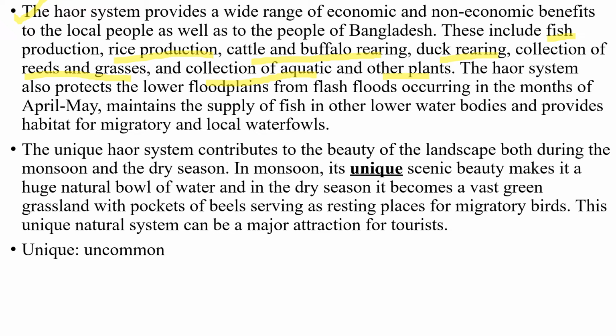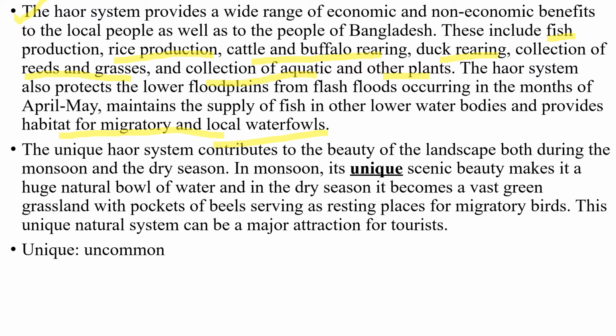The Haur system also protects the lower floodplains from the flash floods occurring in the month of April-May, maintaining the supply of fish in the lower water bodies, and provides the habitat for migratory and local waterfowl. April and May is the flood season in Bangladesh, but the lowland near Hakaluki Haur is protected by the Haur from flood, and it also supplies habitat for migratory birds and some local waterfowl.